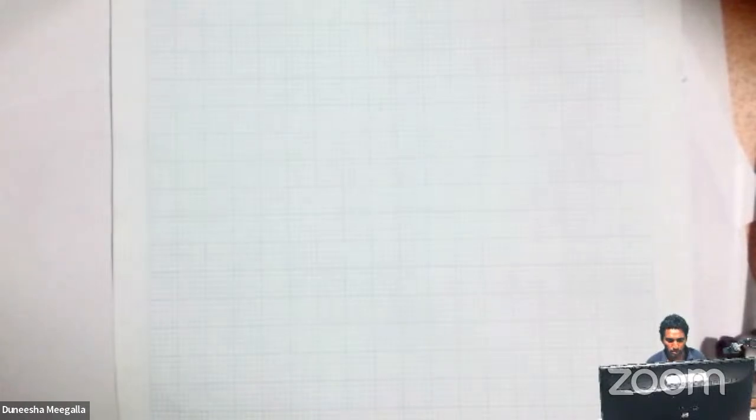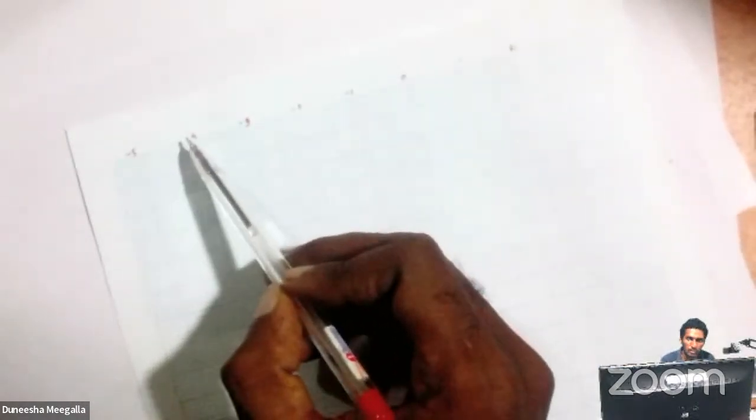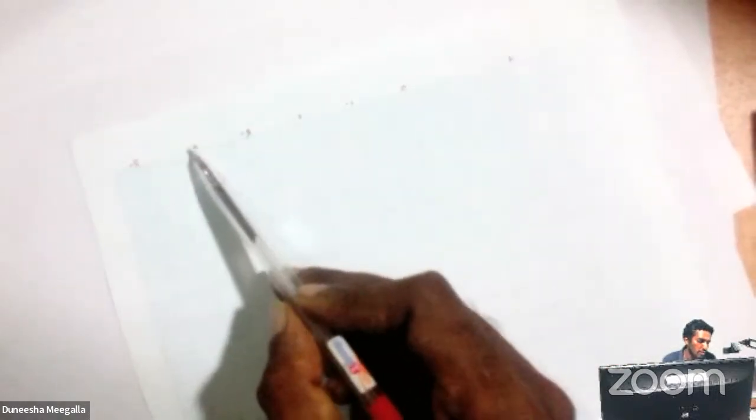Now I'm going to draw the graph. Its x is going from minus 5 to plus 1. Then minus 4, minus 5, minus 4, minus 3, minus 2, minus 1, 0, 1, and 2. I mark the sketch from -5 to +2.